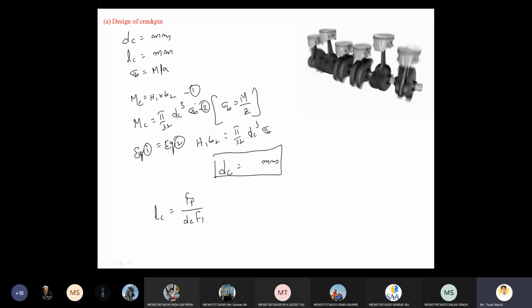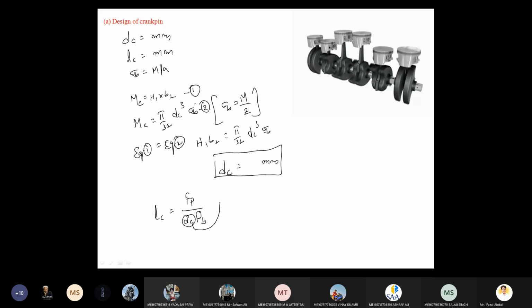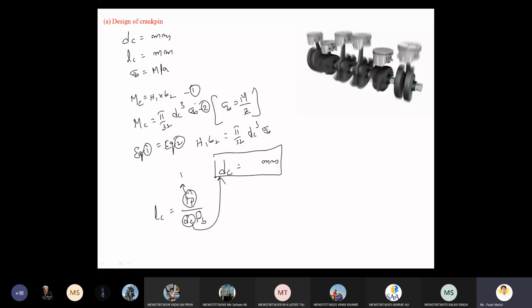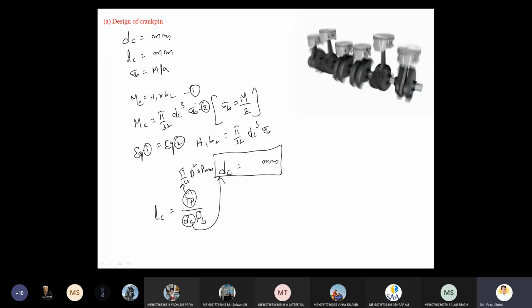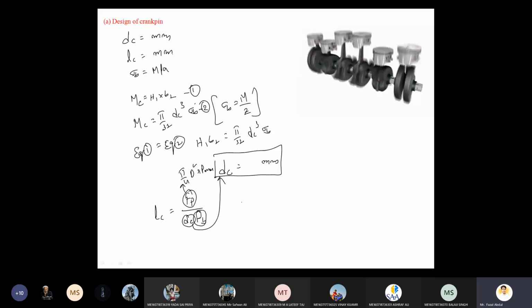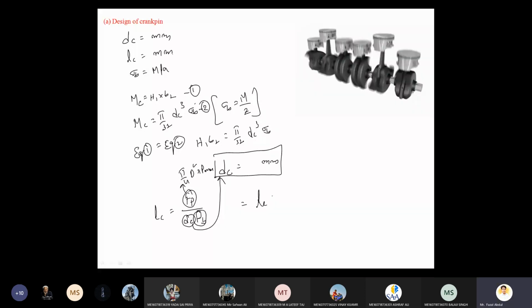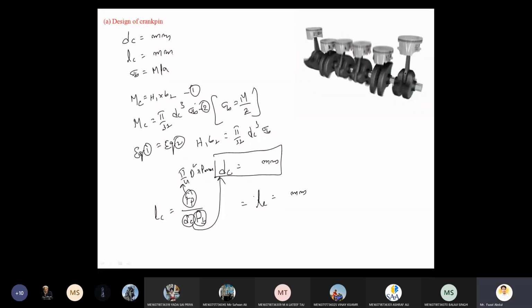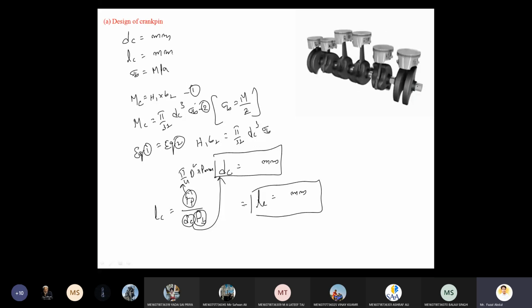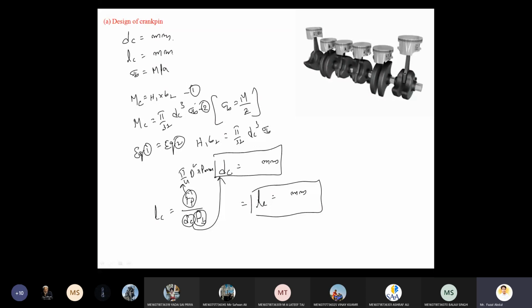Once we calculate this value from this relation, the FP value we calculated at the beginning, that is pi by 4 into D square into maximum gas pressure, and the bearing pressure value will be given in the question. Substituting the values, we get the LC value in mm. So what we are doing here, in designing the crankpin, is calculating the physical parameters dc and LC.